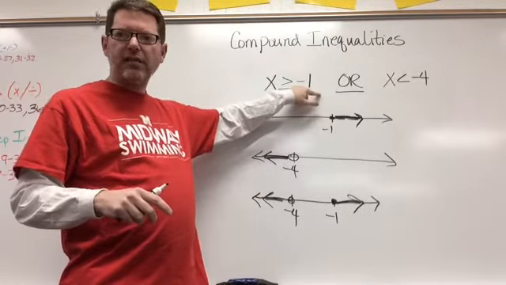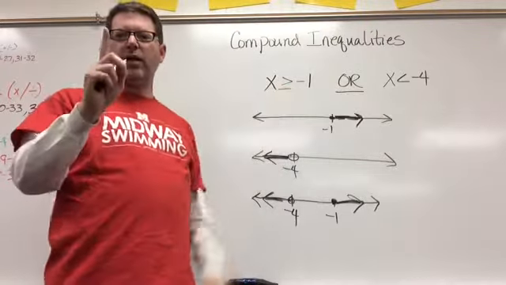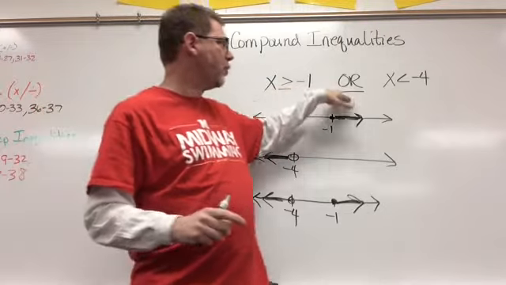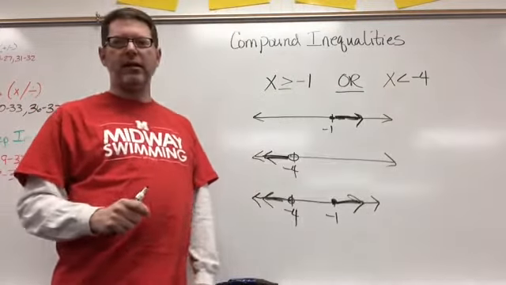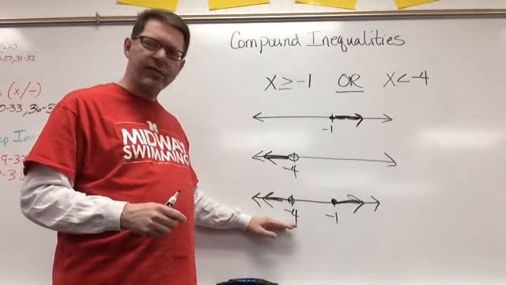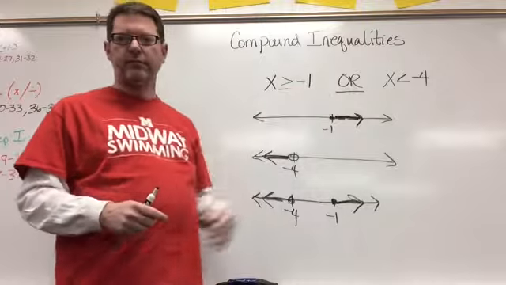This is the last thing I can do. I cannot combine these statements to make one or statement. I have to do x is greater than or equal to -1 or x is less than -4. That's all I can do. So I graphed them all in one number line, and then here are my statements.